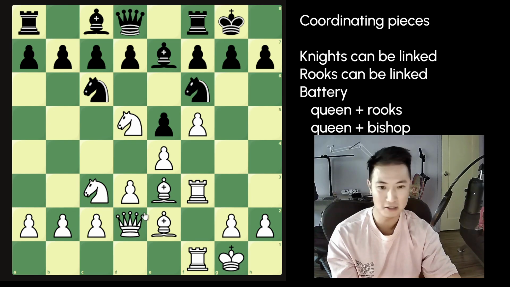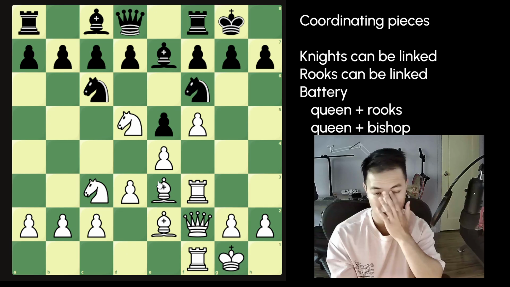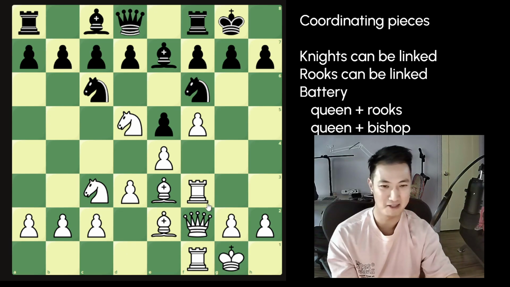This is a really well-known battery as well: getting the queen into this rook battery. This is called Alekhine's gun, I think. I never said that out loud. But basically, it's super powerful because it's very rare in chess for you to get three pieces lined up in a battery. Usually, it's just two, like the queen and bishop, or the two rooks, or a rook and a queen. It's very rare to have three, so there's a name for it.